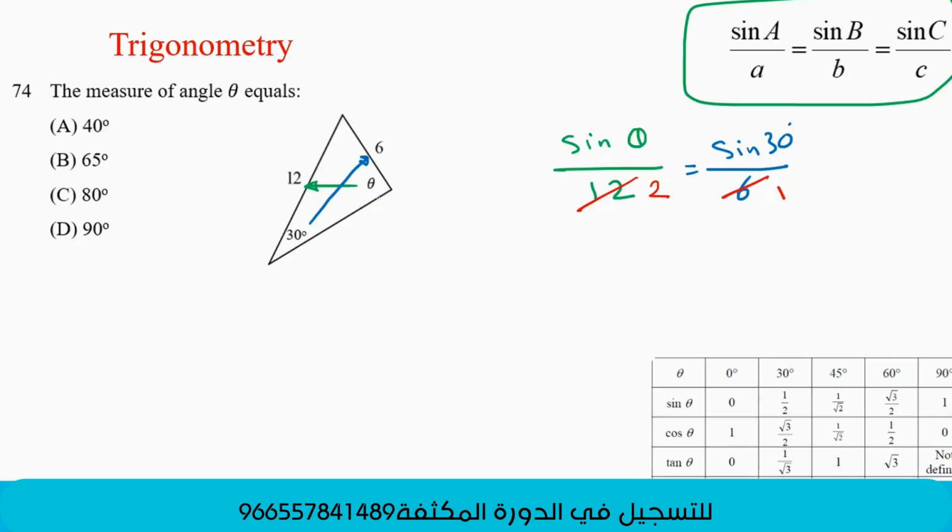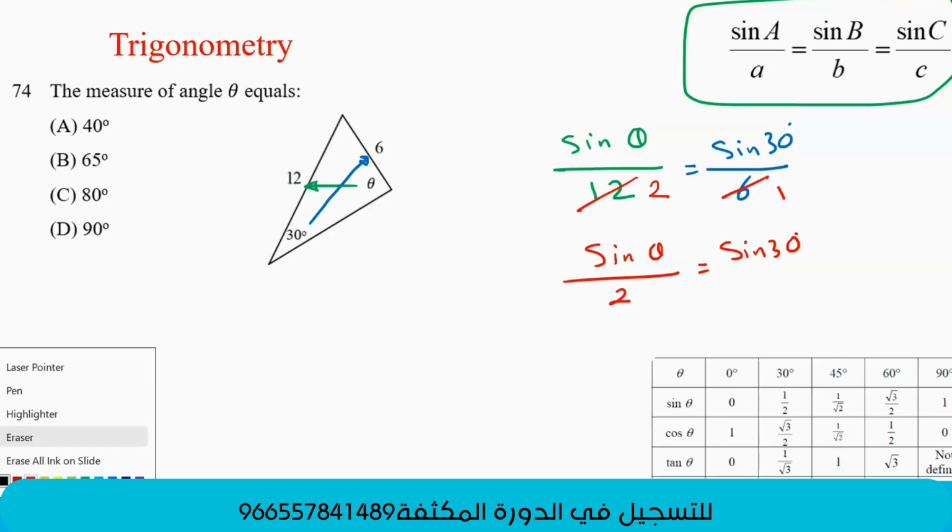It doesn't matter which is A and which is B. It has to be the angle opposite to the side. That's it. So now this is going to be sine theta over 2 is equal to sine 30. There is no 1 here, so this is going to be sine 30. So there is no line here. Are we good?